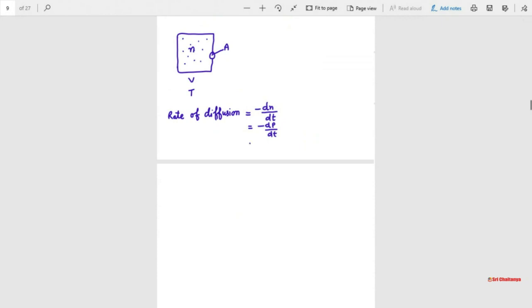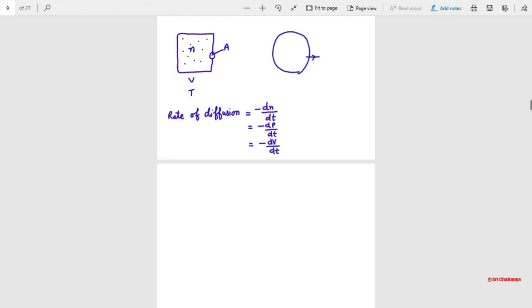Or I can say, suppose this is not a rigid container, suppose it is like a balloon, and there is a hole in the balloon. What will happen if there is a hole in the balloon? The gas will go outside and the balloon will shrink. So I can also write that this is the change in volume of the balloon with respect to time, right?